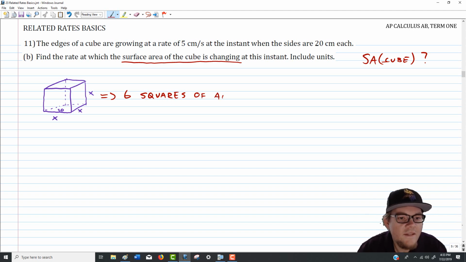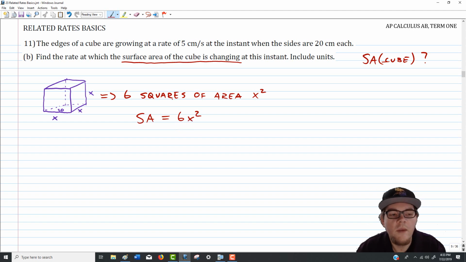Each one has the same area because the lengths and widths are all the same side lengths or edge length. Each one is x units. So that's 6 squares of area x squared. So that means that our total surface area, I'm just going to call it SA, is going to be equal to 6x squared. We add up each of those 6 squares that have area x squared.